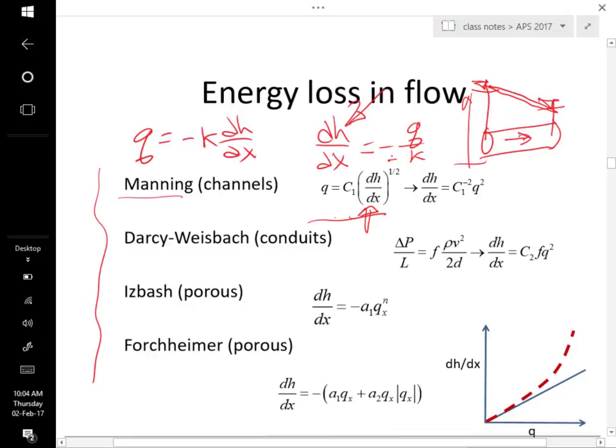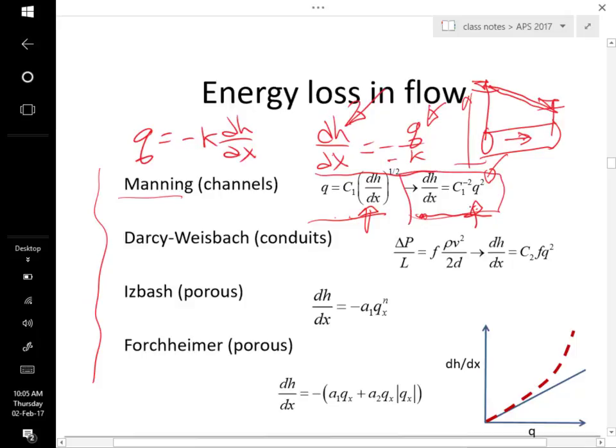Okay, so if you rearrange that, you get this. So this says that the head gradient is proportional to the flow to the power of 2. This says the head gradient is proportional to the flow to the power of 1. Okay? So Manning's law covers flow in channels, like a stream. And it's essentially, if flow in a channel, it's essentially always going to be turbulent for practical applications, certainly for the applications that Manning was interested in. So this is characterizing turbulent flow.